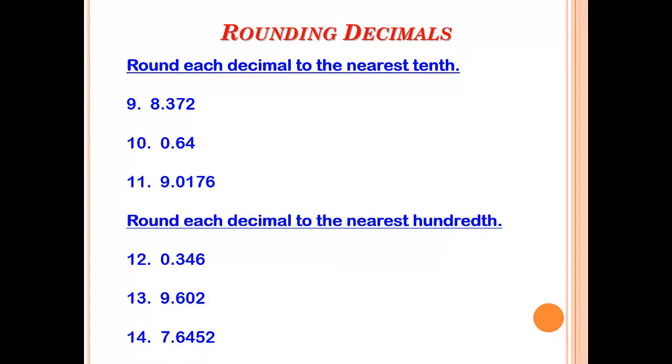Now we're going to look at rounding decimals. We're going to round each decimal to the nearest tenth. If you can remember from our place value chart, the tenths place is the first digit after our decimal. So for number 9, we have 8.372, or 8 and 372 thousandths. We want to round the digit that's in the tenths place, which is the 3. In order to round that, we look at the number behind it, which is a 7. The 7 tells us that we're going to round that 3 up to a 4.